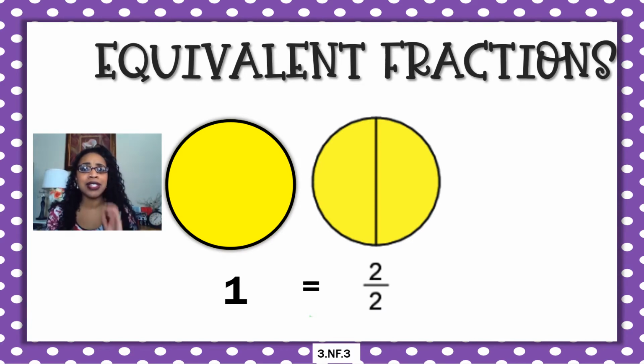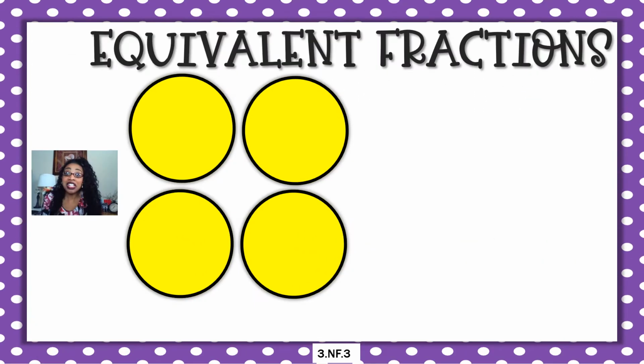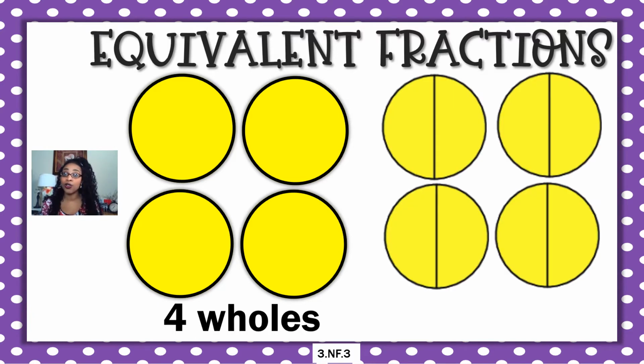I'm going to take those same 2 halves and partition them in halves, and I get that 4/4 is equivalent to 2 halves, which is equivalent to one whole. Let's do that even one more time. Now I have 4 wholes because I have 4 circles shaded. I'm only going to break those wholes into halves. So now I have 8 total pieces within my circles, right? And I have 8 total pieces shaded in.